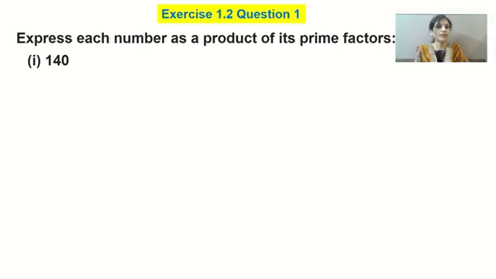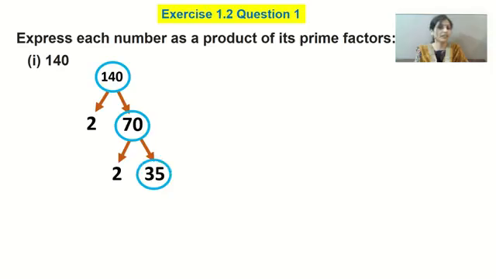Our first number is 140. So let's see how we'll factorize this. We have to find factors of 140, and those factors should be prime factors. So we'll write 140, and then factors of 140 are 2 into 70. Again we can factorize 70 as 2 into 35. Again we can factorize 35 as 5 into 7. And 5 and 7 both are prime numbers, so the factorization process stops here.